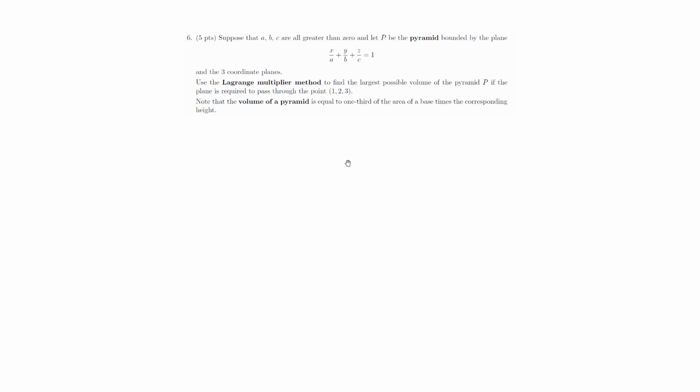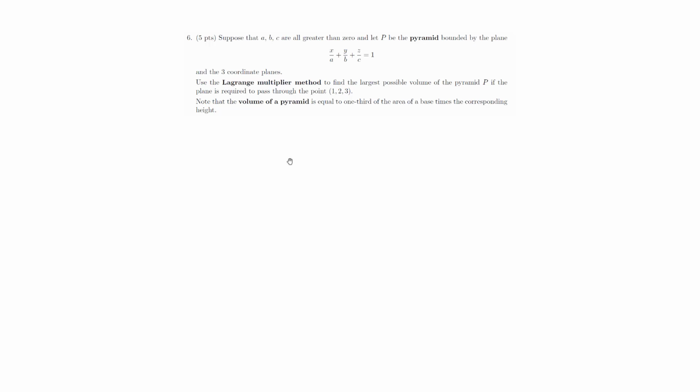So you need to use the Lagrange multiplier method to find the largest possible volume of this pyramid, knowing that this plane has to go through the point with coordinates 1, 2, 3. So you will have, of course, to look for variables A, B, C that satisfy this condition over here, right? And to help you, note that the volume of a pyramid is equal to 1/3 of the area of the base times the corresponding height.